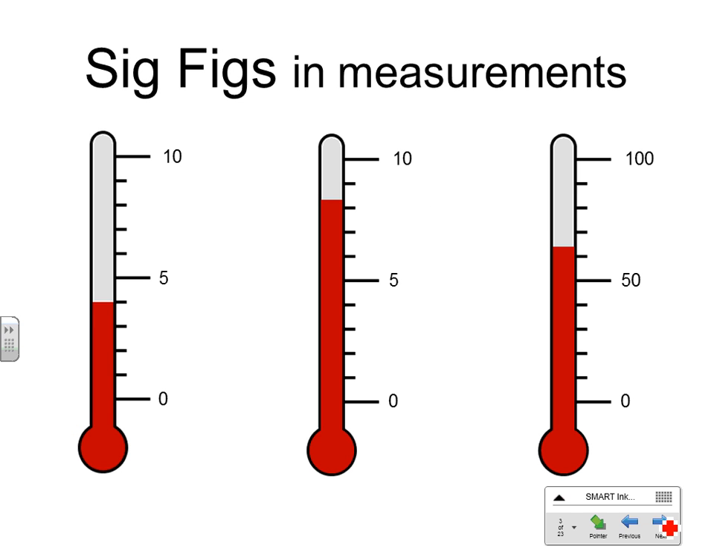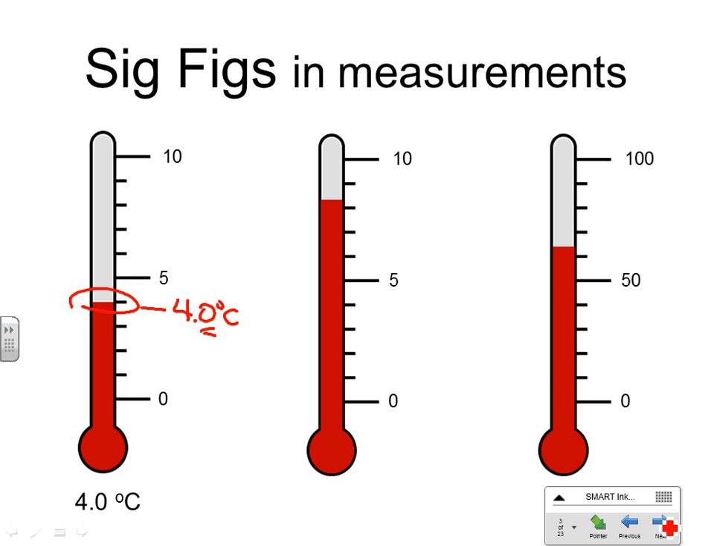Same thing here. We have the thermometers with different graduations, different scales even. So looking at this first one here, I'm going to say that's about at 4 degrees, whatever our thermometers are measured in. But I have to give one more digit, which will be my estimated digit. So I'm going to say 0.4 degrees C. This being my estimated digit.